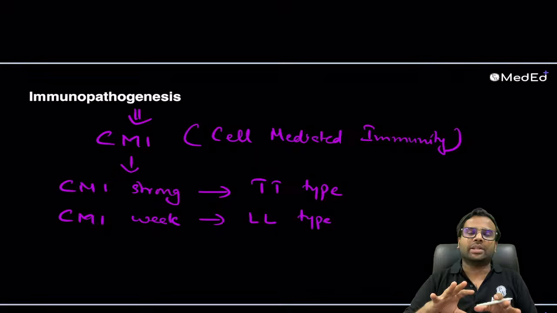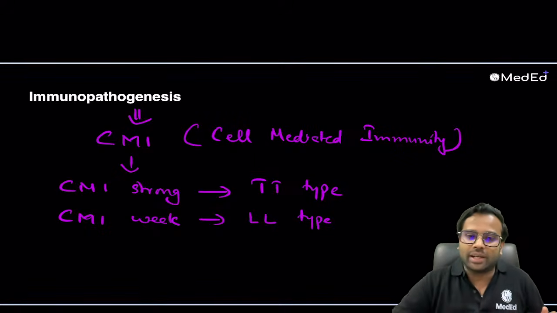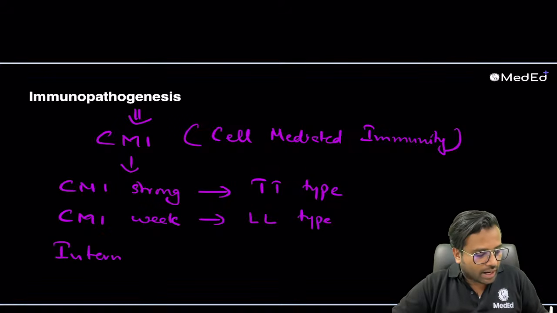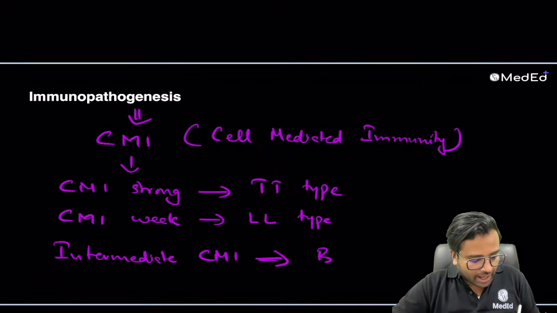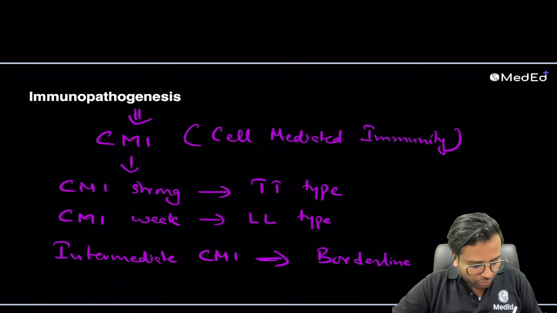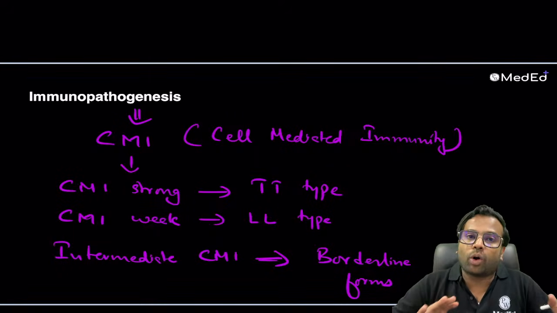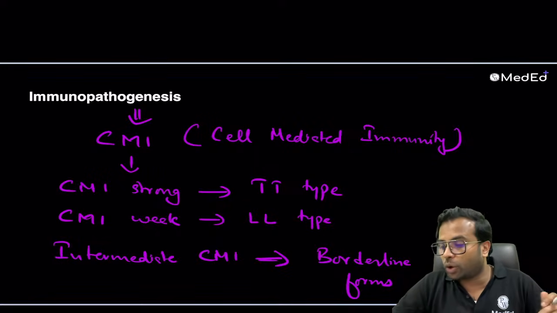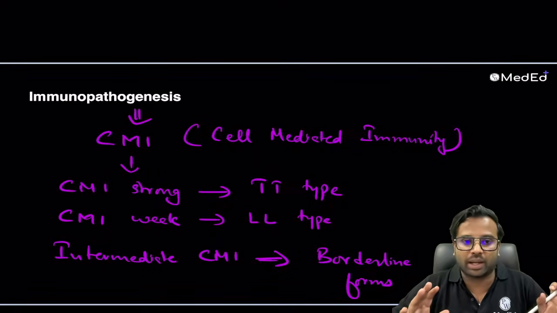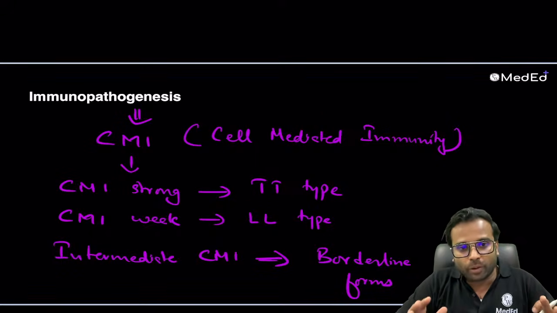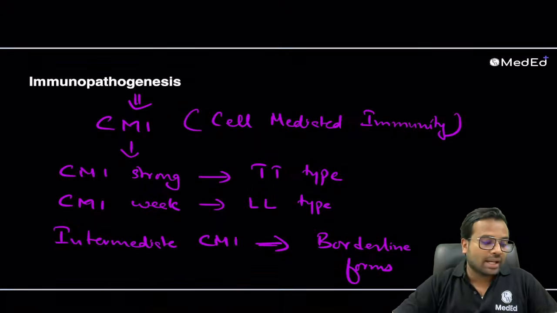Now, what if the patient has intermediate responses or intermediate immunity? In cases of intermediate immunity, the patient can end up in borderline forms, like borderline tuberculoid and borderline lepromatous. So this is the basis when it comes to the immunopathogenesis for leprosy, especially for leprosy classification.